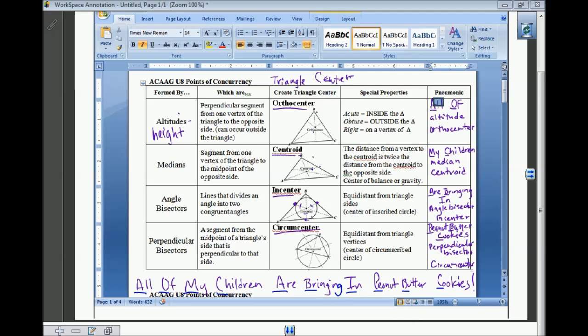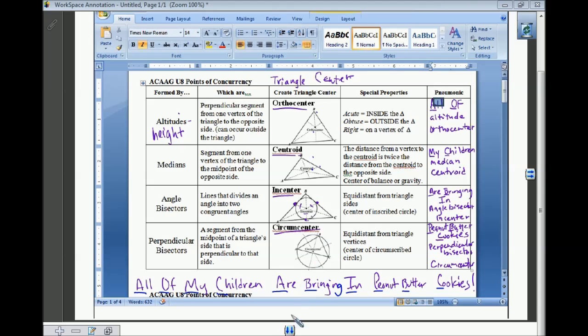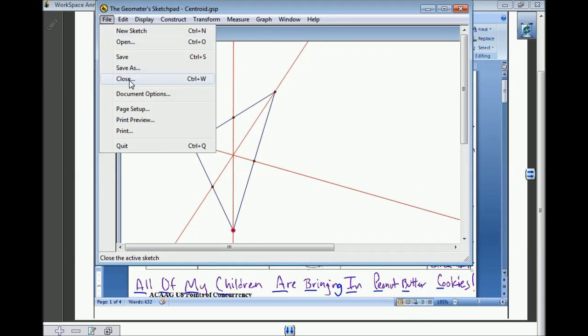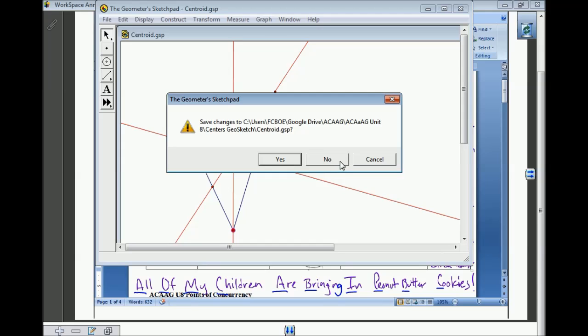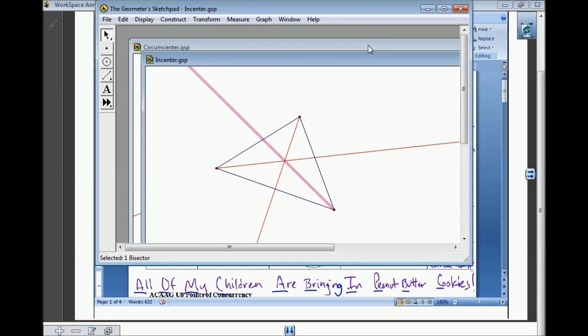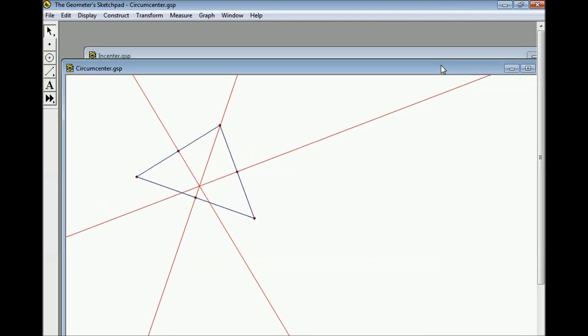So let's go back and take a look at our GeoSketchpad again. Let's minimize that one. Okay, let me come back in here and I'll close that one. So maybe I can see the rest of them. There they are. Okay, there's my incenter now. The incenter, there it is.